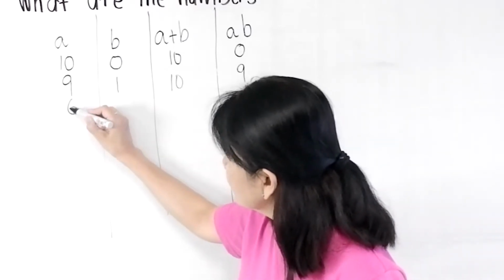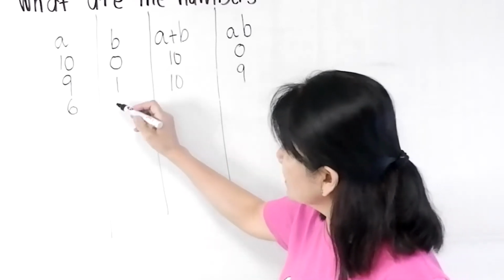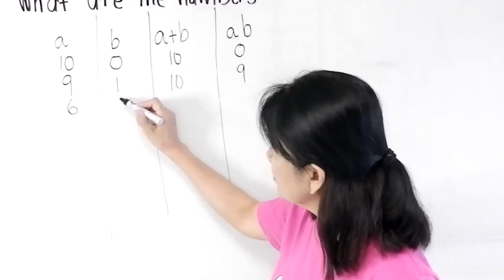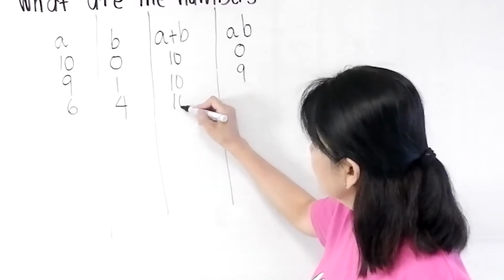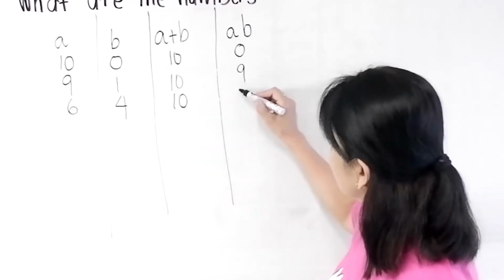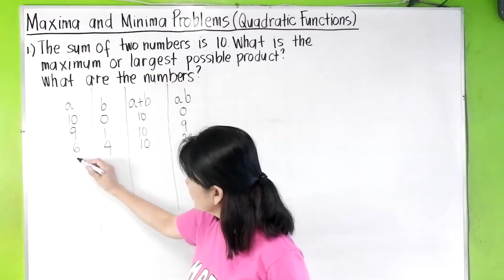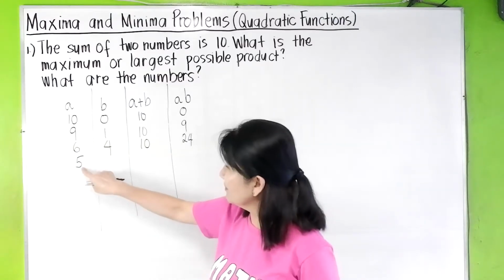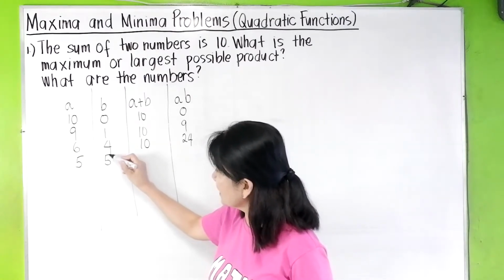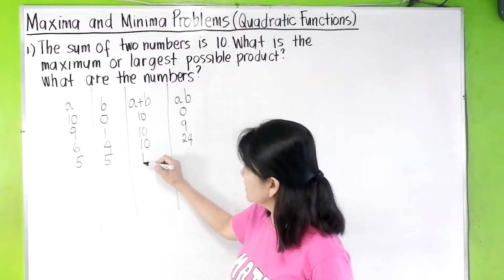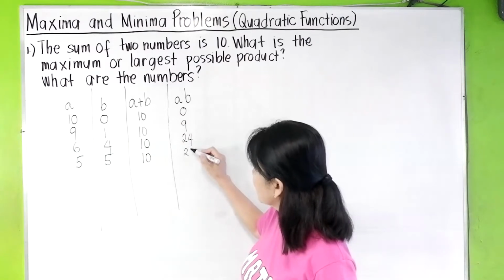Let's skip to make things fast. If we let our first number be 6, this is going to be 4. The sum must be equal to 10. So the product, 6 times 4, is 24. Let us say we get another number, 5. What is the second number? The sum must be 10, so the second number must be 5 also. 5 plus 5 is 10. 5 times 5, which is the product, is 25.